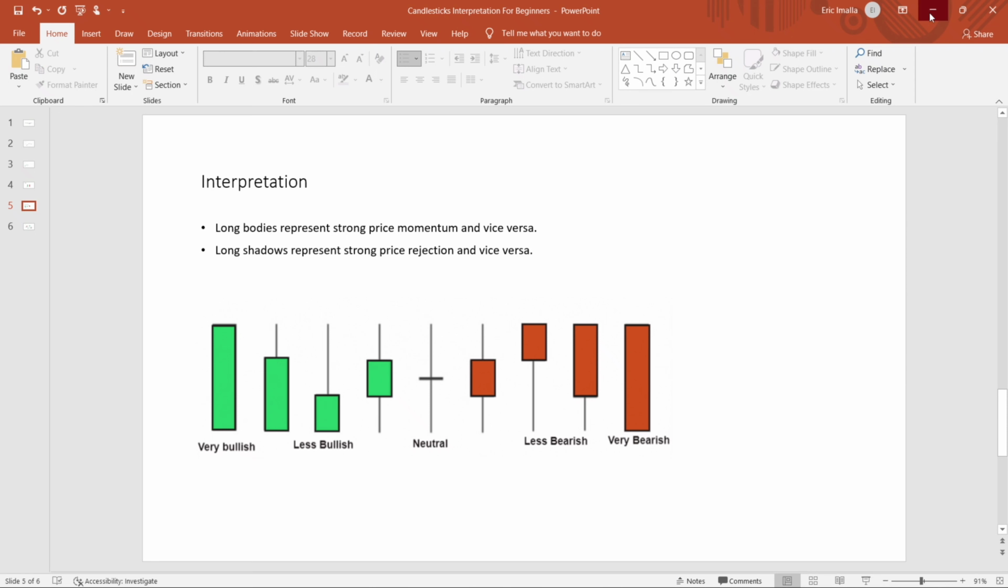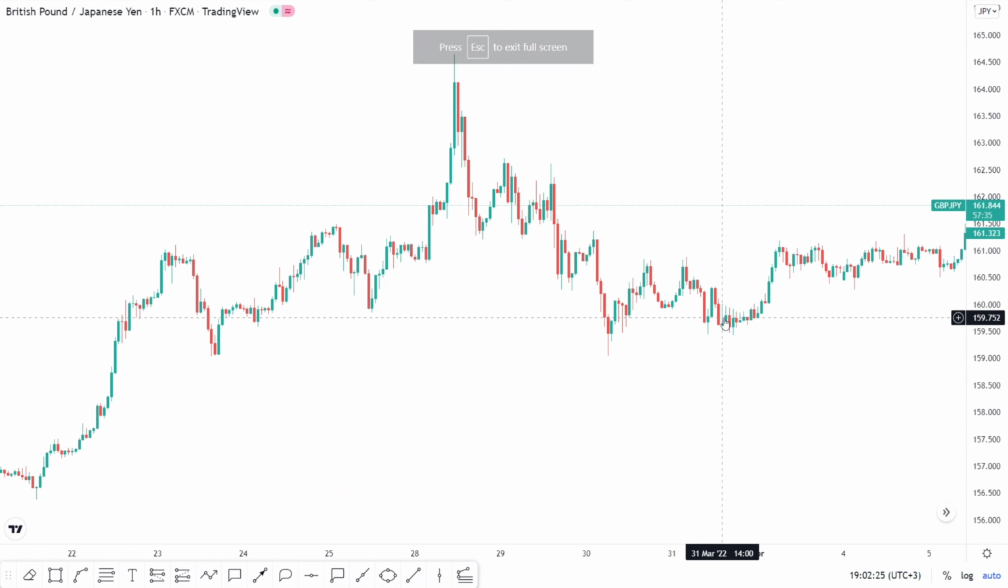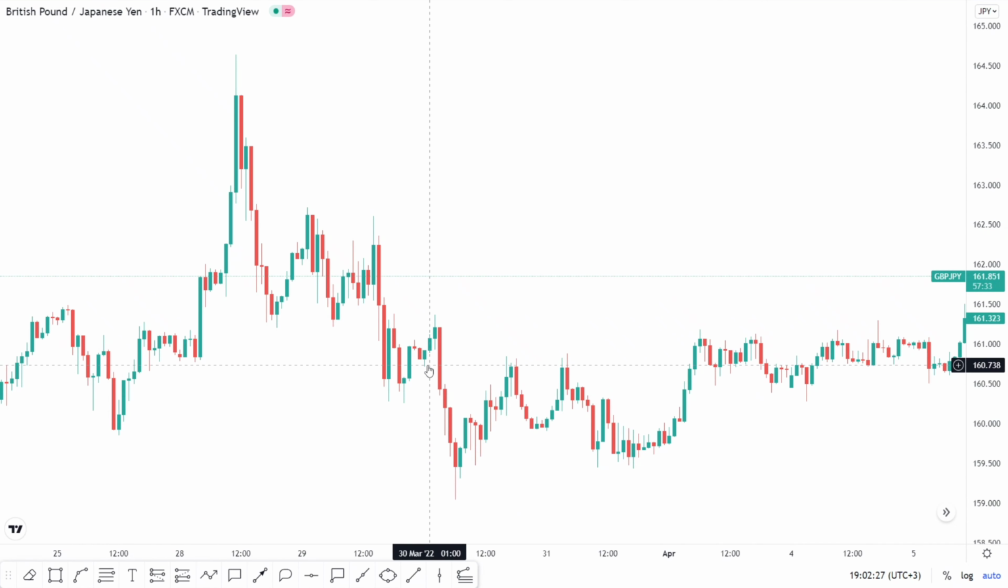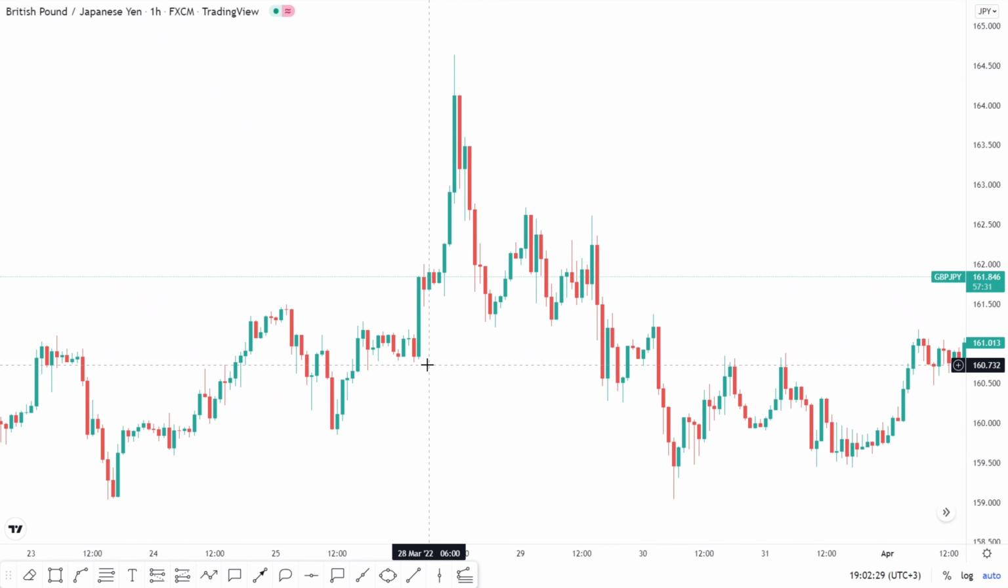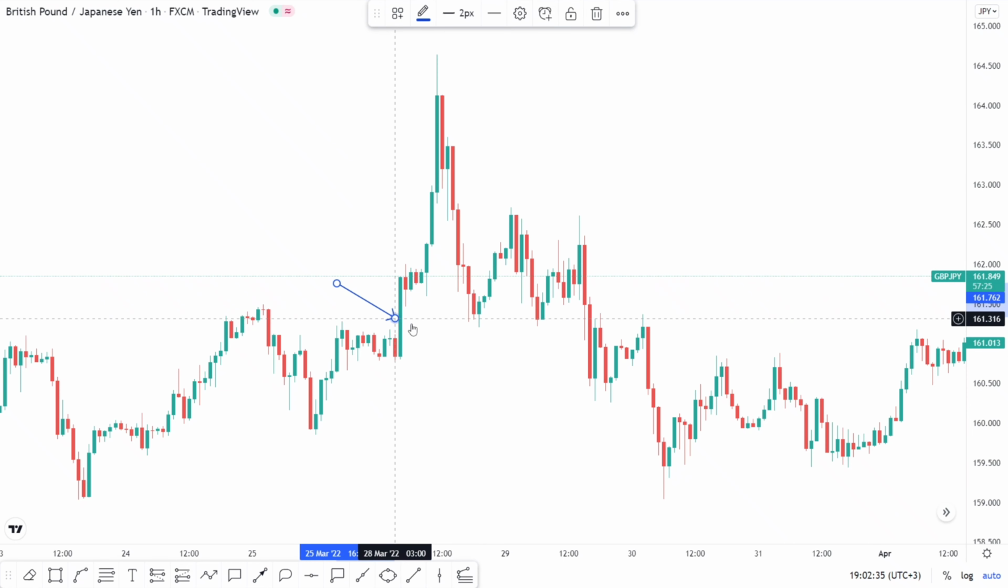Let's take an example of just a live market right now. This is GBP JPY. Just want to see how practical these concepts are. So let's see if we can spot anything. For example, if you look here, this is a very long candlestick.